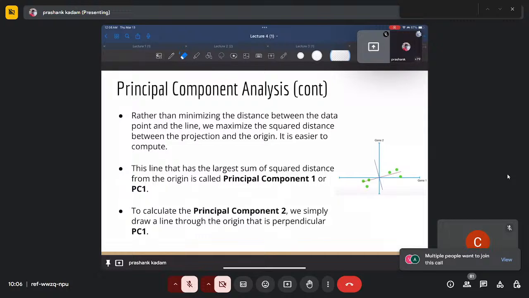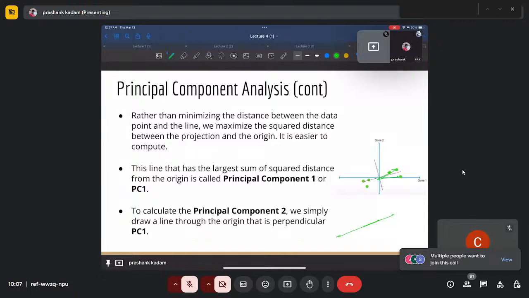What that means is, maximizing the squared distance means choosing a direction such that when data points are projected on it, for example, I choose a vector such that when I project all my data points on that vector, the sum of the squares of these projections is of the highest possible magnitude. So I'm trying to maximize the sum of squares, right?